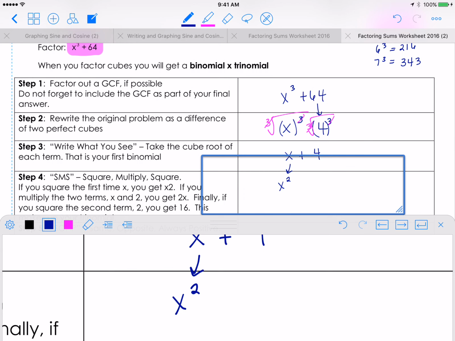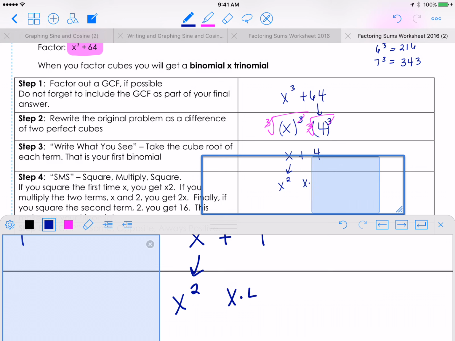And then we're going to multiply. So we're going to multiply the two terms together. Those two terms are x times 4. So x times 4 becomes 4x. Then we're going to square the second term. So we get 4 squared.